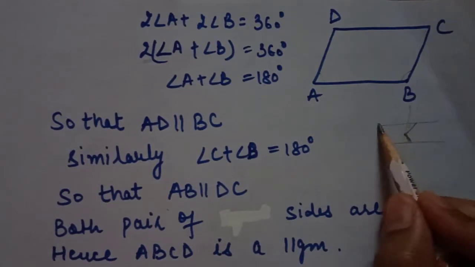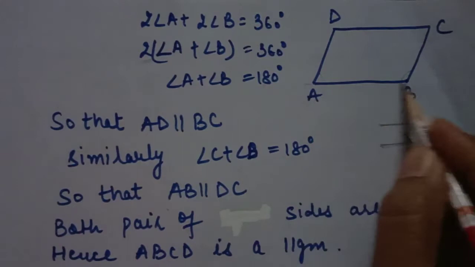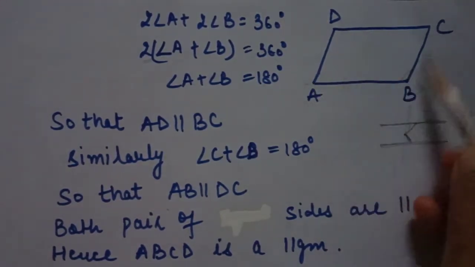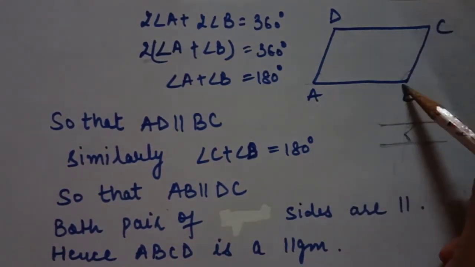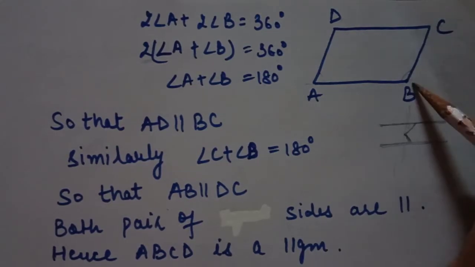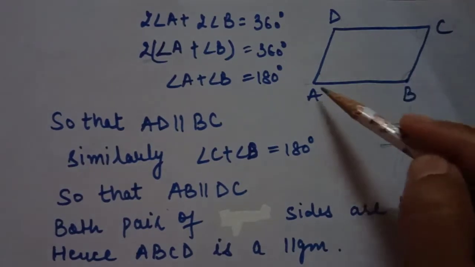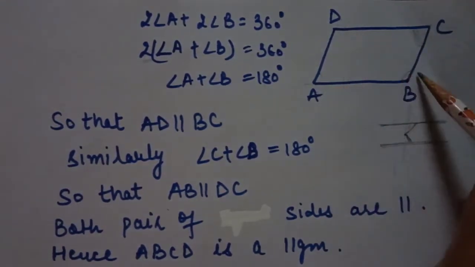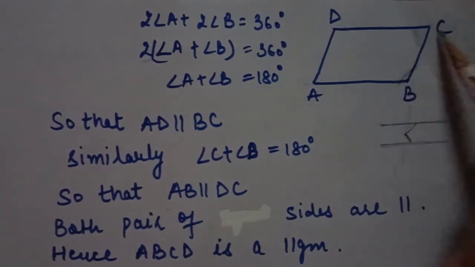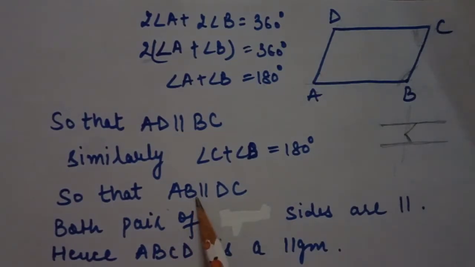If it is so, then the result is that these two lines are parallel. This is the transversal. So line AB is a transversal, and AD and BC are parallel to each other because of these co-interior angles. Similarly, we can prove that the sum of angle C and angle B is also supplementary. We can prove it because when we have the sum of all four angles, we can replace A and D with C, and B and D with B. So B plus C is also 180 degrees. So similarly we can prove that AB and DC are also parallel to each other.